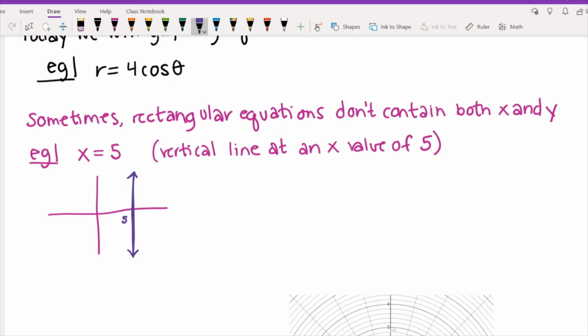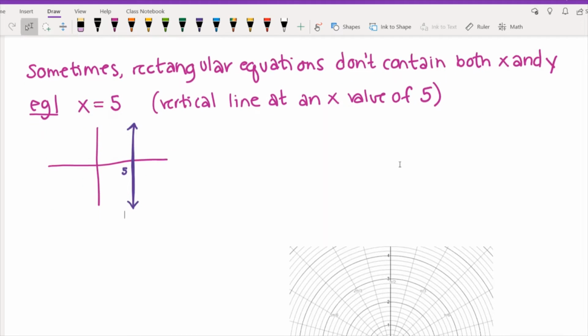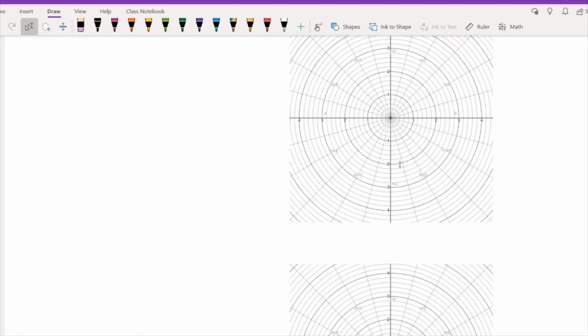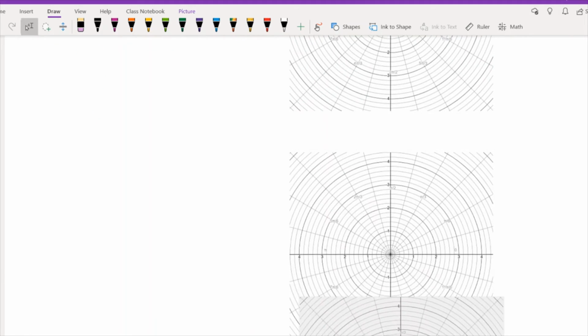And then similarly, if you had an equation like y is equal to 2, that would be a horizontal line. That would be saying it doesn't matter what x is, y is always 2. So similarly, we can have polar equations that don't contain both r and theta. And that's what we're going to start with. Those are the simplest ones to graph.